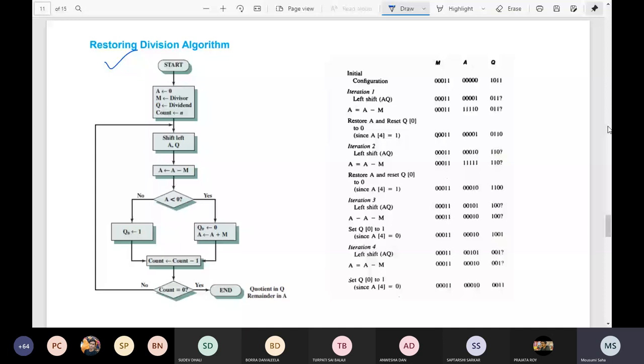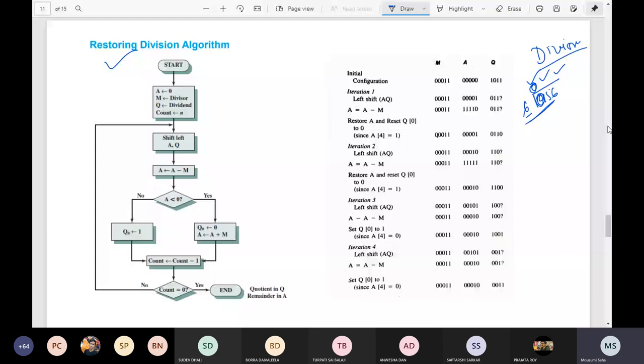You know that multiplication is repeated addition, but division is repeated subtraction. Whenever you do the subtraction, after the subtraction you can decide what your quotient value will be. I will give one example. Suppose 4 and 6: first you try with the 4. Obviously 4 minus 6 is a negative number, so the quotient bit is 0. In this way, if you do repeated subtraction, you can find all the quotient bits of your division. Now, what is the algorithm?